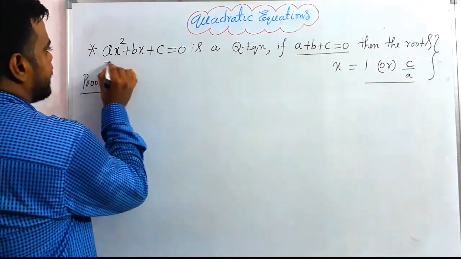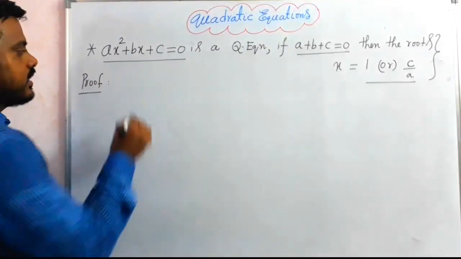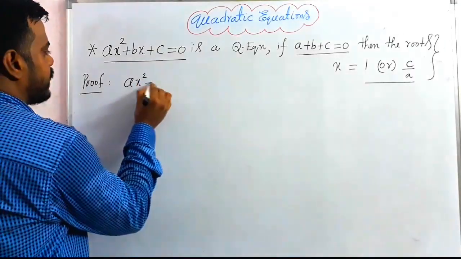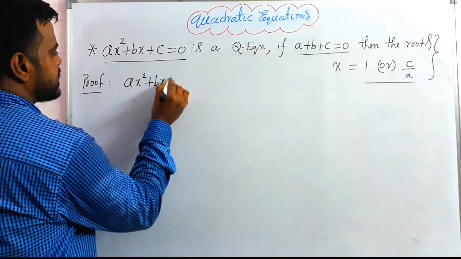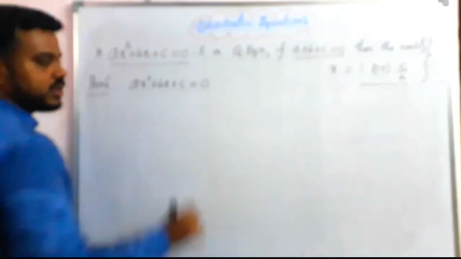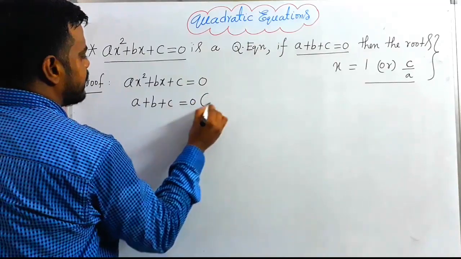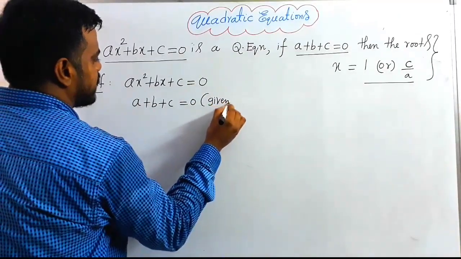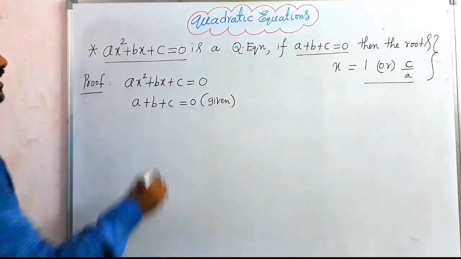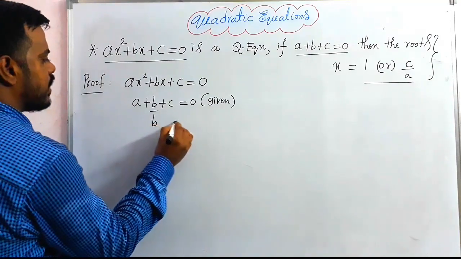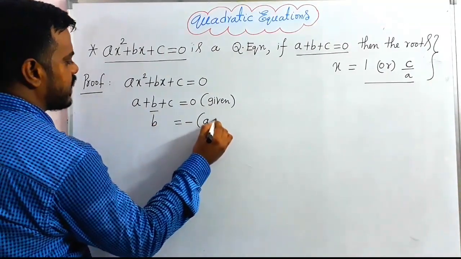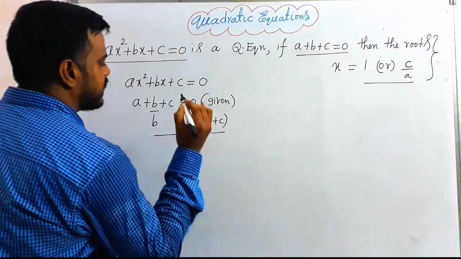This is the given quadratic equation ax square plus bx plus c equal to 0. And the given condition is a plus b plus c is equal to 0. From this you write the b value as minus of a plus c.